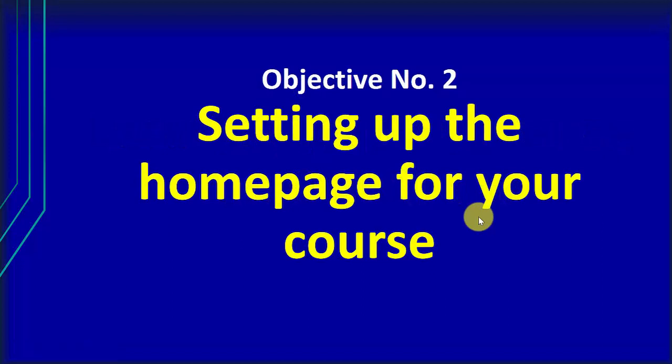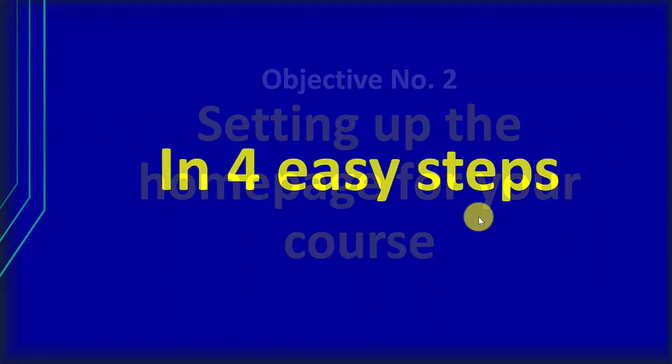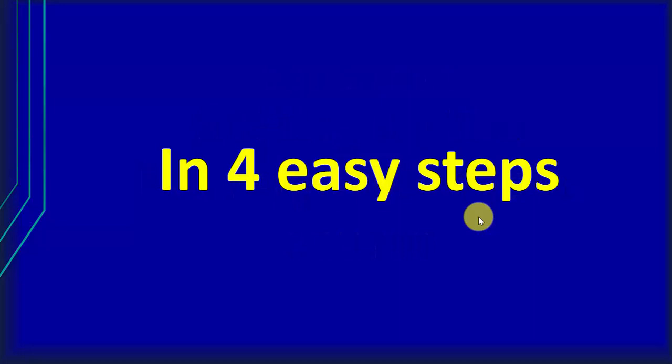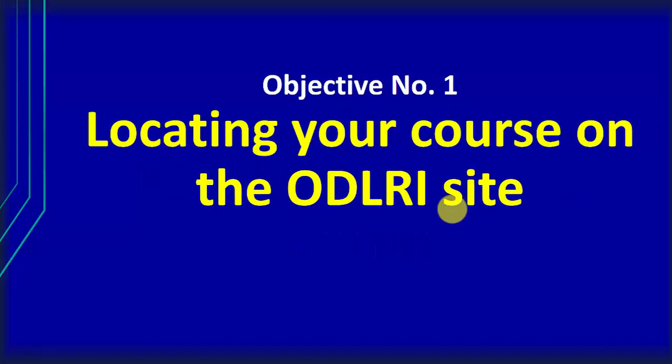Objective number two is setting up the home page for your course. We mentioned that in four easy steps. What we have done at the back end is to put all the courses that we are going to offer, the 100 level students, 200 level students, at the back end, and load them in. So you want to locate your course on that site.